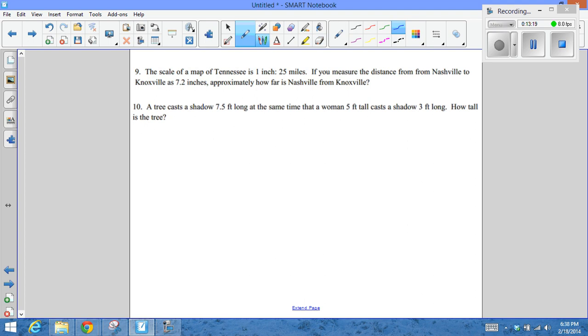Okay, but we are going to look at the ones back here. Now, number 9 is a scale of a map, and we're going to talk about that in a couple of days, so we'll just skip that one for now. But this one I love. Tree. I need a tree. So let me draw a tree here.